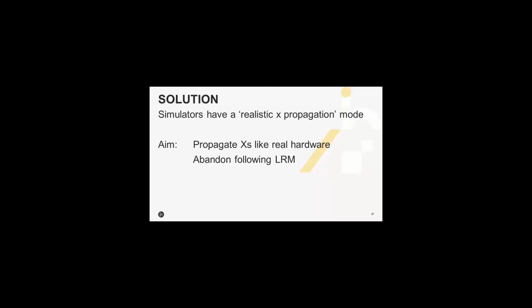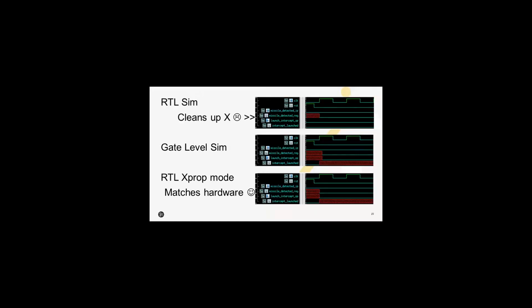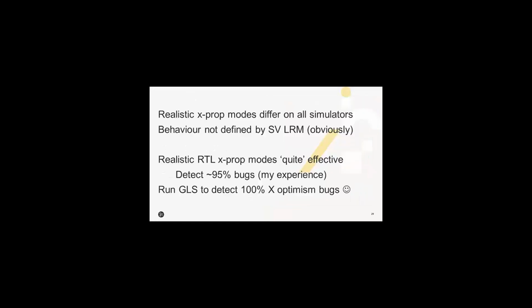All the simulators have got realistic X propagation modes. So what happens in these modes is we throw out the LRM. We try to propagate X's in the same way that real hardware propagates. And they work. So here at the bottom, you can see that the X is on the register, but it propagates correctly out in the same way that the gate level sim does, and the test fails. So we're able to detect that bug. It's no longer hidden by X optimism.